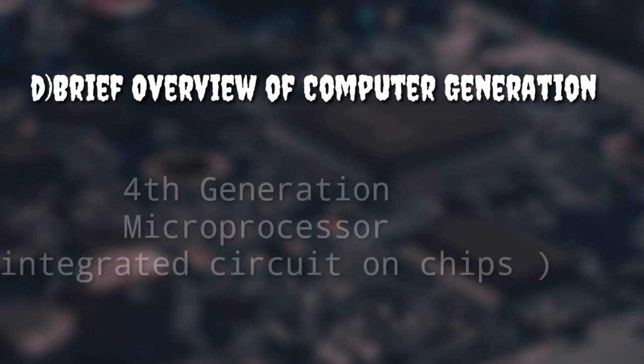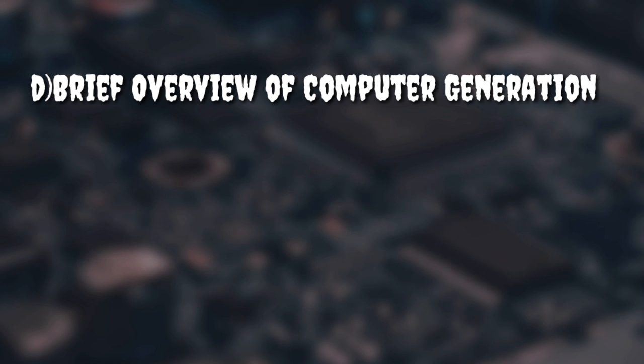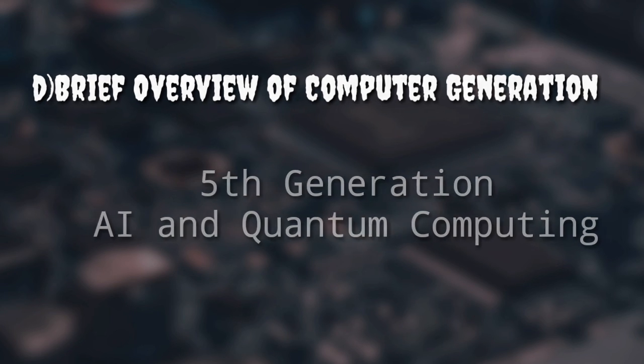Then we have the fourth generation of computers, which are the present generation of computers, and they are characterized by integrated circuits or chips, that is the microprocessors. These computers are relatively smaller than the other generations, and the power consumption is much better and smaller compared to the other generations. Finally, we have the fifth generation of computers, characterized by artificial intelligence and quantum computing. These are the computers under development right now, and they are the future generation of computers.